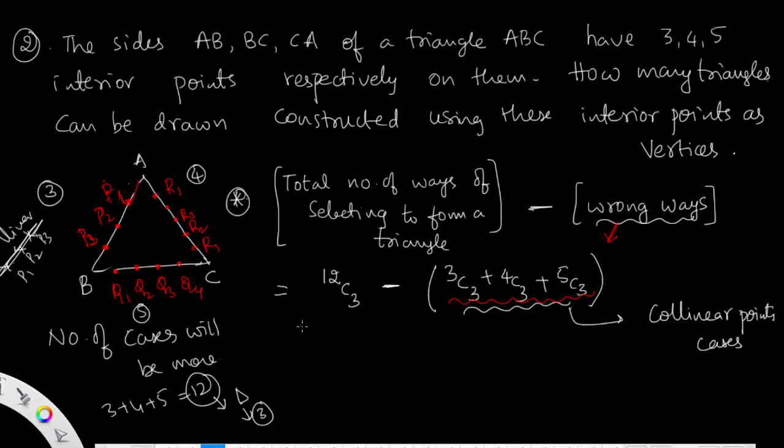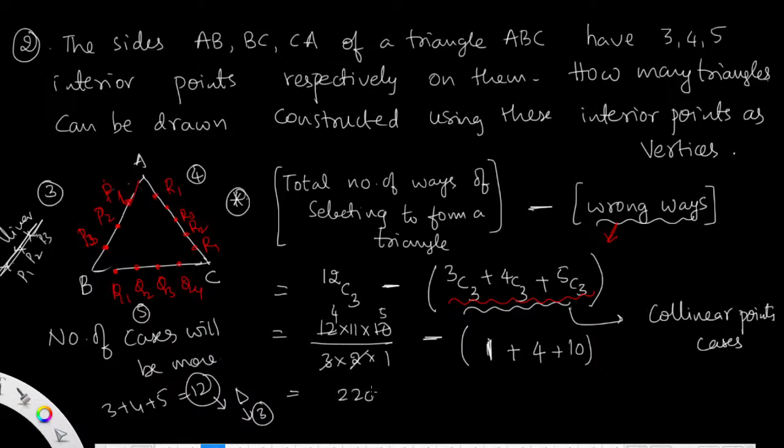Then the total value becomes 12C3, which is 12 into 11 into 10 divided by 3 into 2 into 1, minus 3C3, which is nCn, equal to 1. 4C3, since nCr equals nC(n minus r), is 4C1, which is 4. And 5C3 is 5C2, which is 5 into 4 by 2 into 1, that is 10. So 55 into 4 gives 220, minus 15. The total is 205 triangles we can construct if the triangle has 3, 4, 5 points on AB, BC, CA respectively.